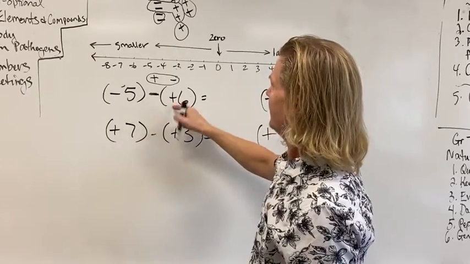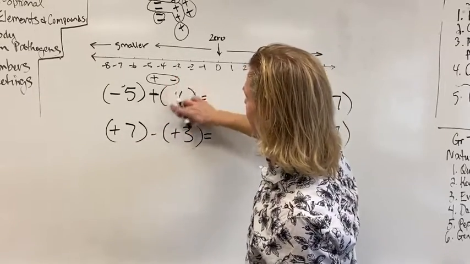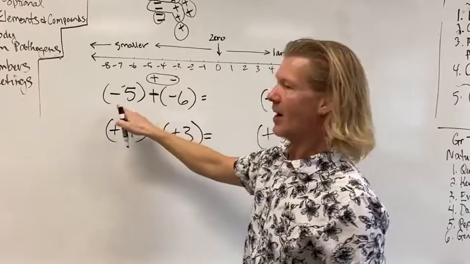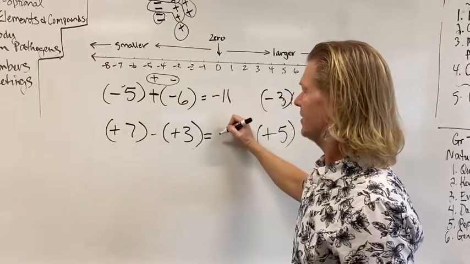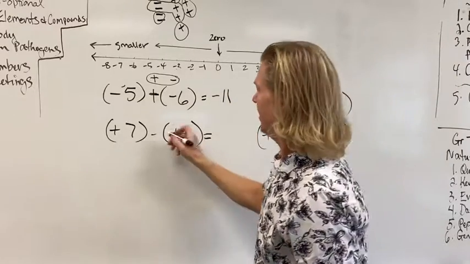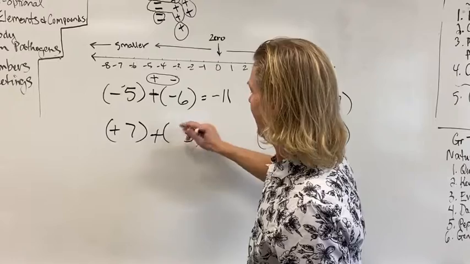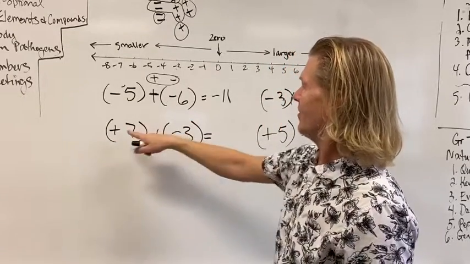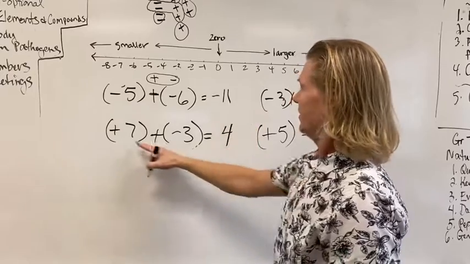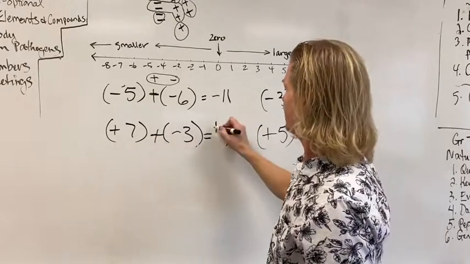Taking away a positive is the same as adding a negative. And now I just follow my addition rules. I have 5 negatives and 6 negatives. I have 11 negatives. This one here, taking away a positive, is the same as adding a negative. And now I follow my addition rules. I have positive 7 and negative 3. My signs are different. So you take the difference, which is 4, and I have more positives than negatives.